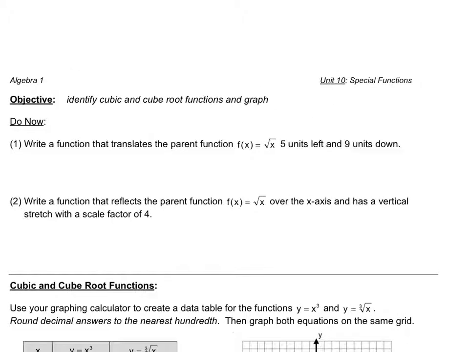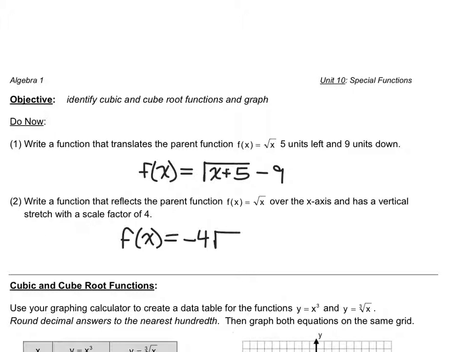All right, so what do we get for number 1? f of x equals radical x plus 5 minus 9. x plus 5 minus 9. Good, good. And number 2? f of x is negative 4 f of x, radical x.